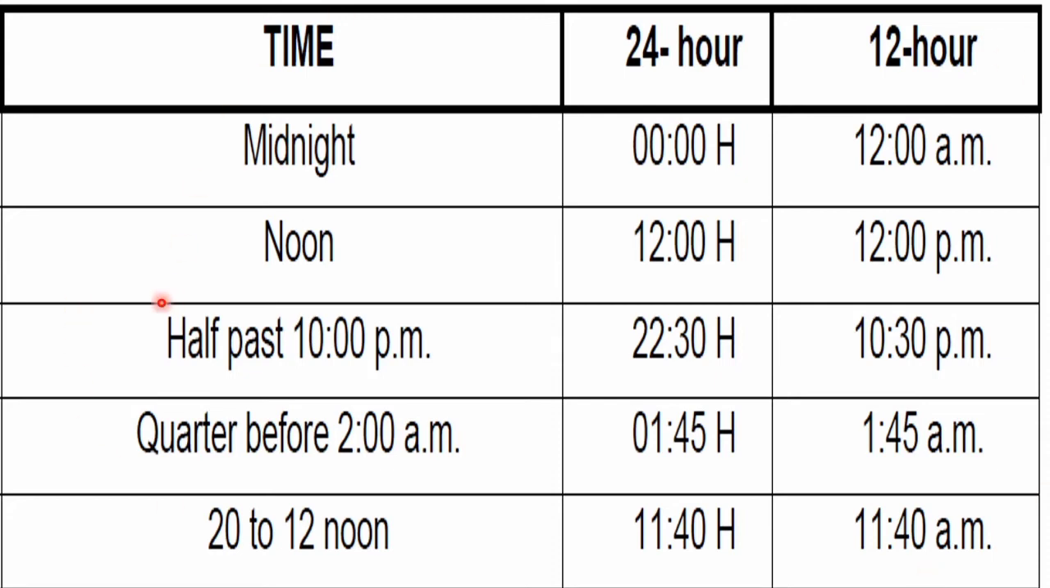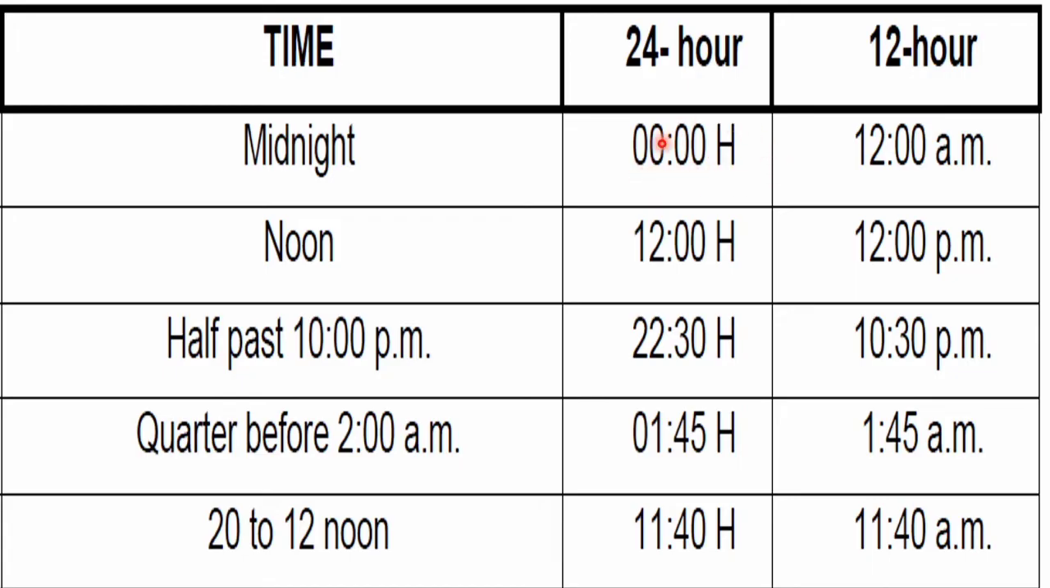Take a look at this table. It is an example of given time converted into 24-hour clock time and 12-hour clock time. Okay, the first one is midnight. When we say midnight in 12-hour clock time, it is 12 AM. And the equivalent of 12 AM in 24-hour clock time is 0:100 hours.